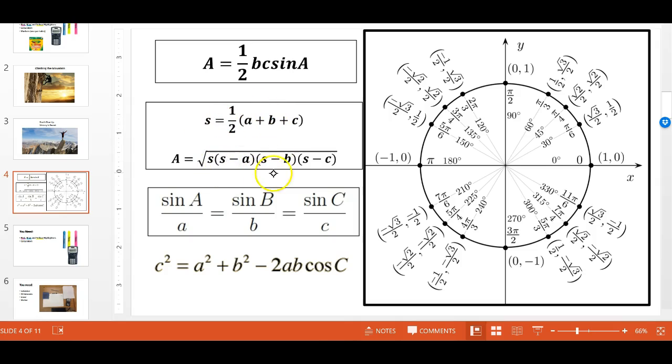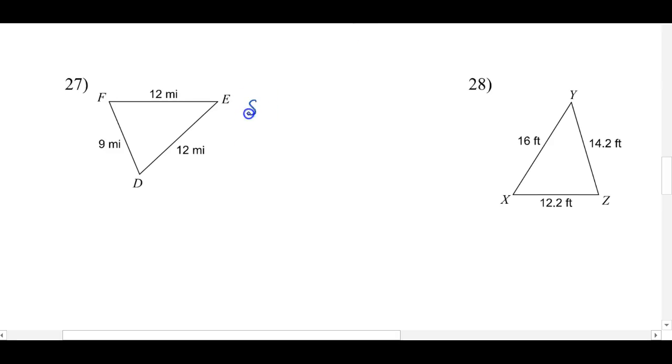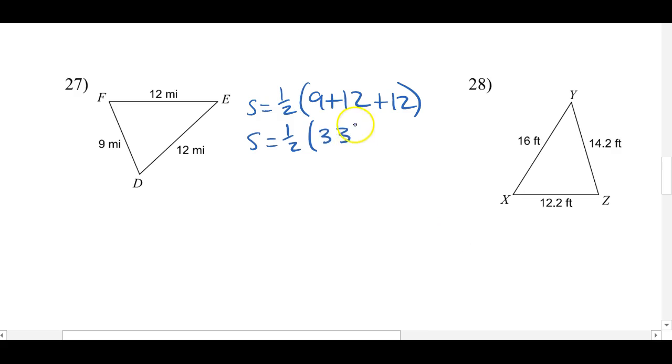First we have to find the s, and then we plug in the s, and then that will give us our area. Okay, so first we need to add up all the sides and multiply it times 1/2. So in other words, find half of the perimeter. So our s will be 1/2 times all the sides added up, or a plus b plus c. Okay, so now 1/2 of 12 plus 9 is 21, and then 21 plus 12 would be 33. Okay, and then half of 33, or 1/2 times 33, would be 16.5, or 16.5 miles.